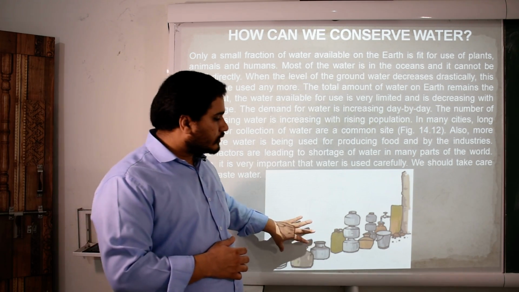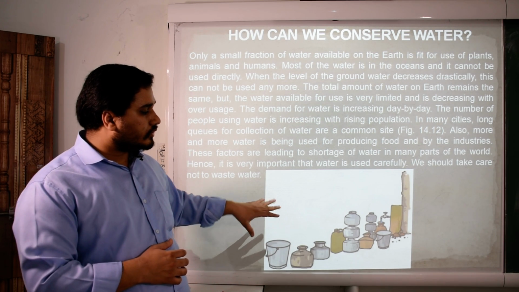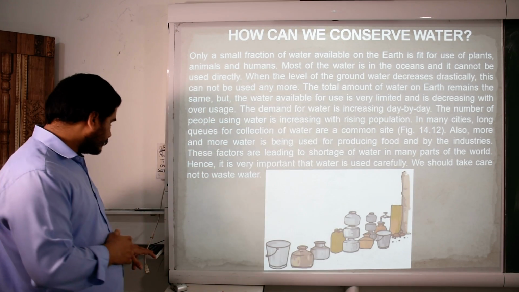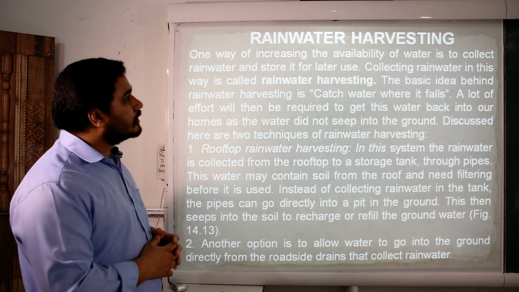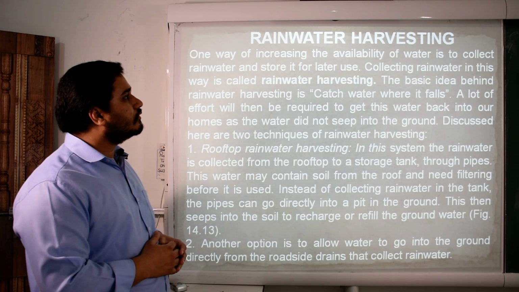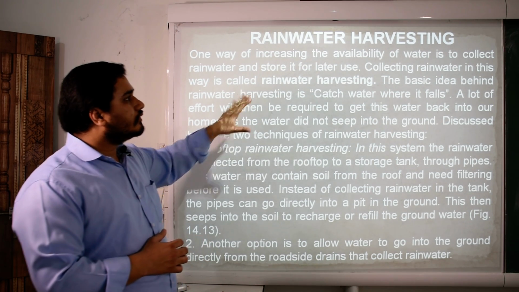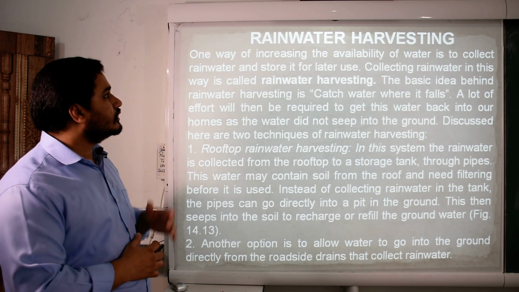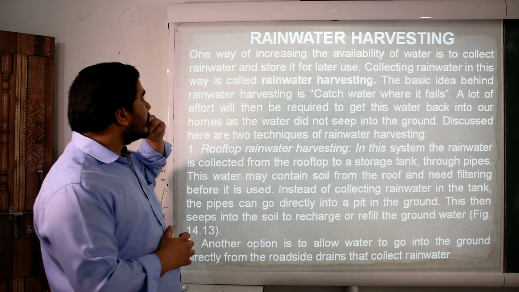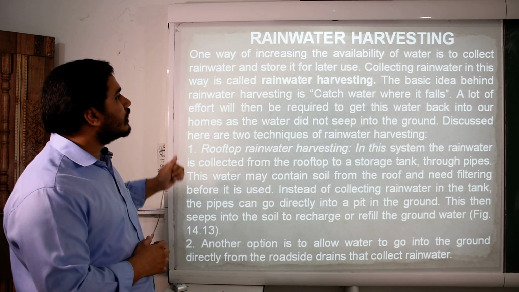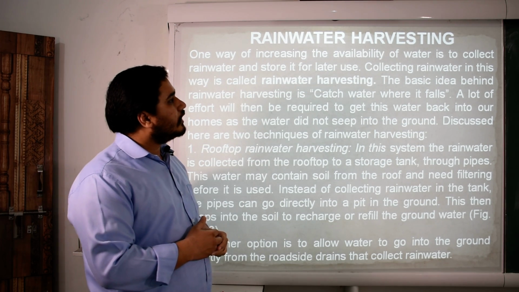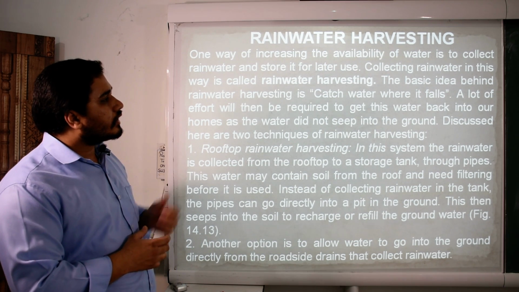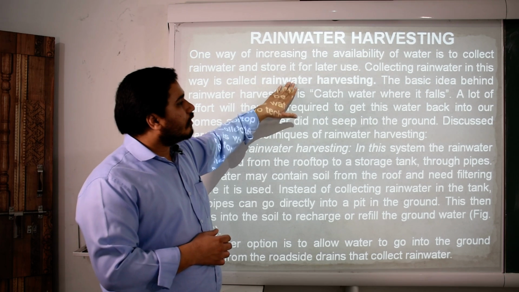For example, in cities there are only single taps available for a whole locality. Rainwater harvesting is the main source which will help to regain the water. It is a very good source, which you can easily see in Rajasthan or in desert areas where people are very aware of rainwater harvesting. One way of increasing the availability of water is to collect rainwater and store it for later use. Collecting rainwater in this way is called rainwater harvesting.